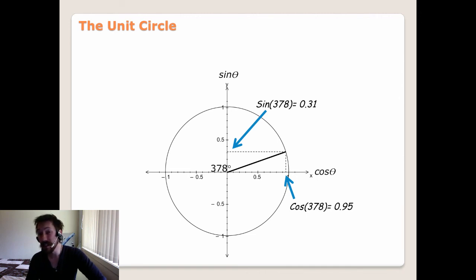Now, that actually is the same as saying cos of 18 degrees, which is what we did in the very first one, and sine of 18 degrees. So it's exactly the same thing once you start doing multiple revolutions. It's just the same stuff over and over again.